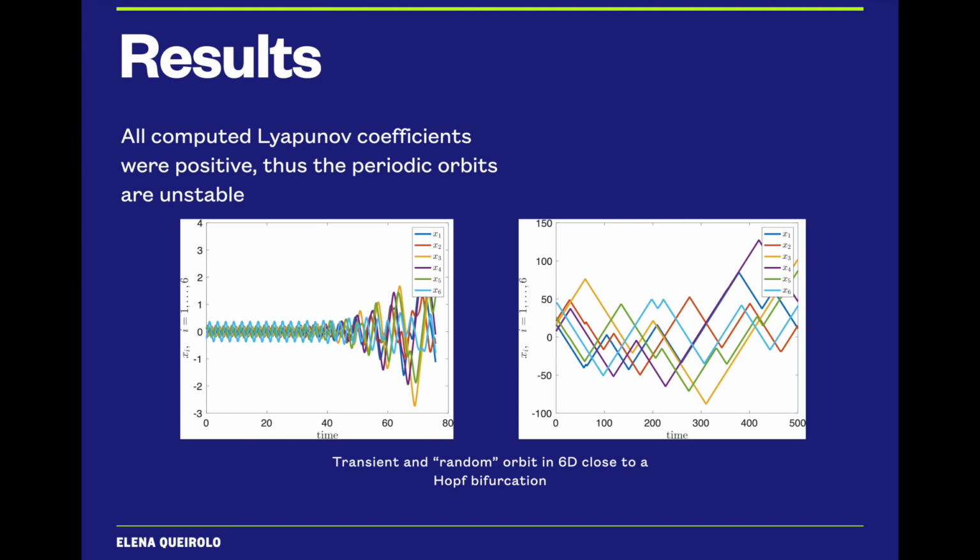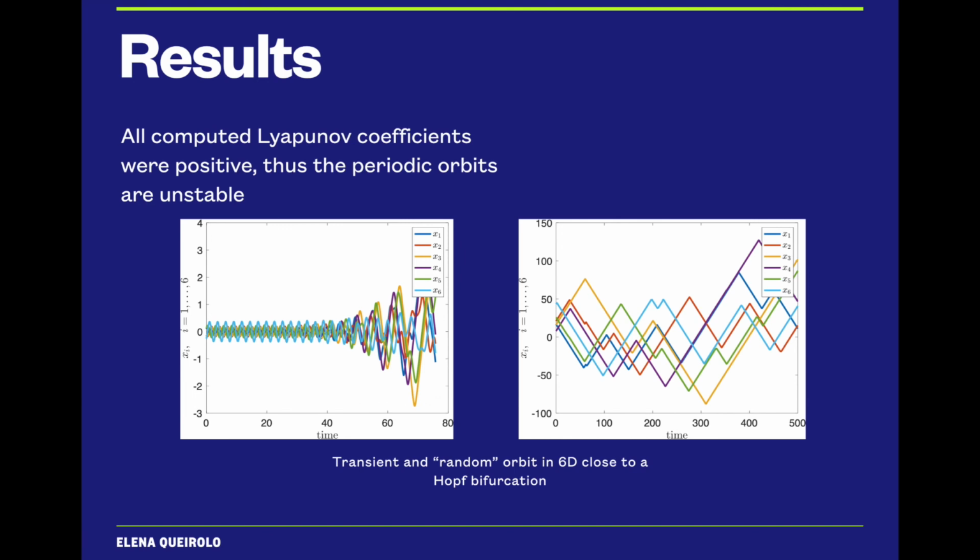Since all Lyapunov coefficients that we have found were positive, we can prove that all the periodic orbits that we have found, we're not giving a statement of all possible periodic orbits, only the ones that we have found, are all unstable.